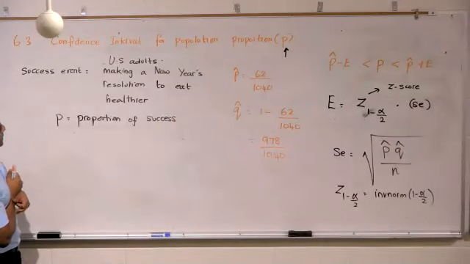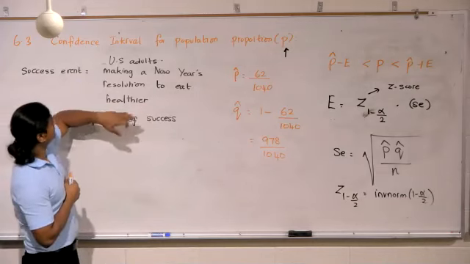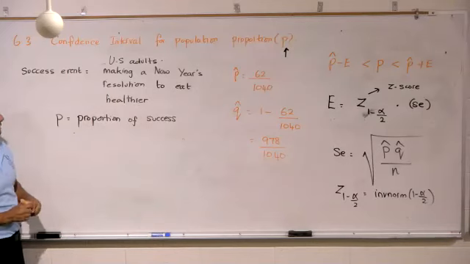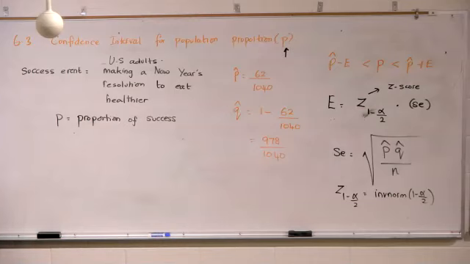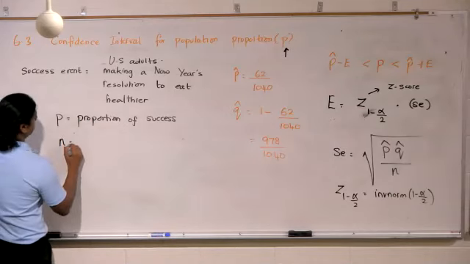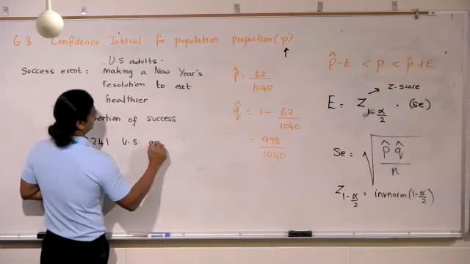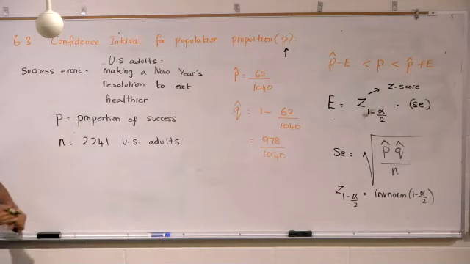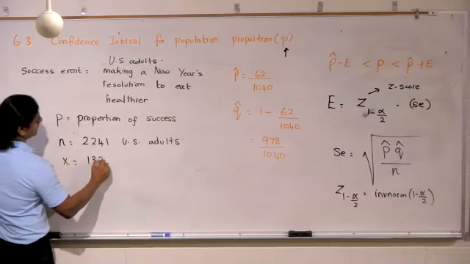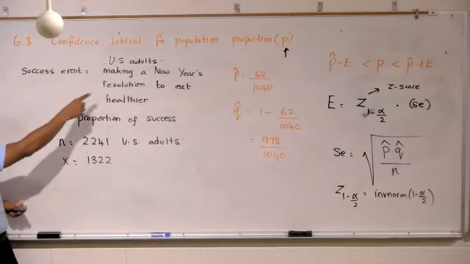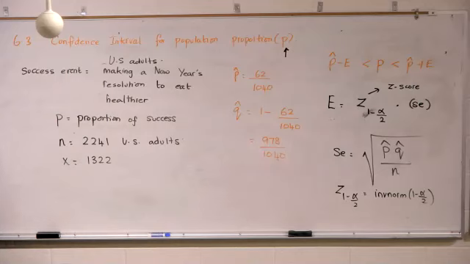So the success event is US adults making a New Year's resolution to eat healthier. The proportion of that success event. The sample size is given in the problem. We observe 2,241 US adults. Out of those 2,241, 1,322 of them responded that they are making a New Year's resolution to eat healthy.